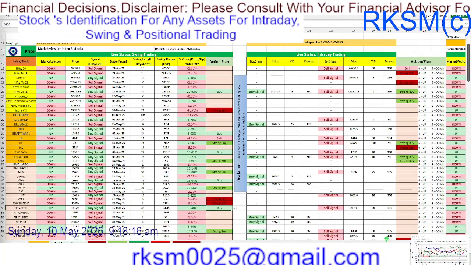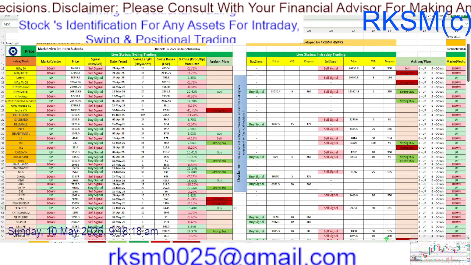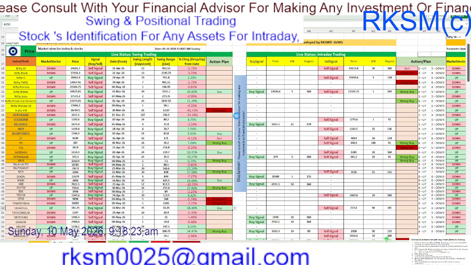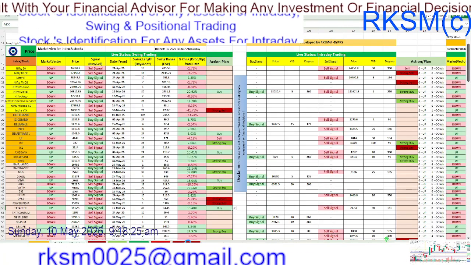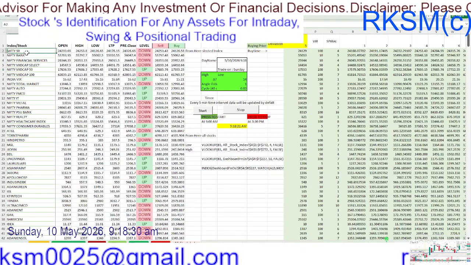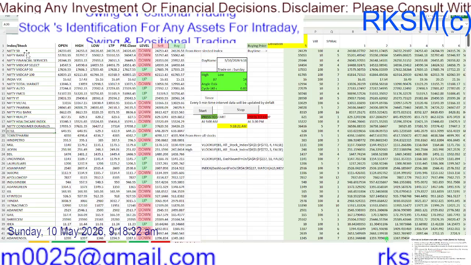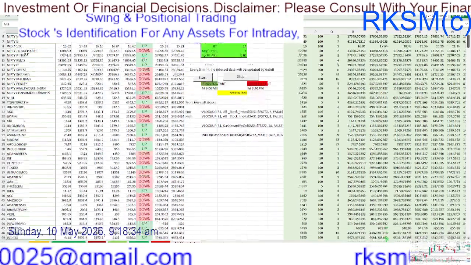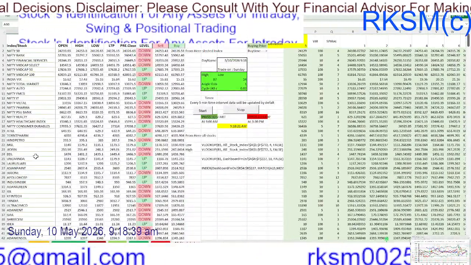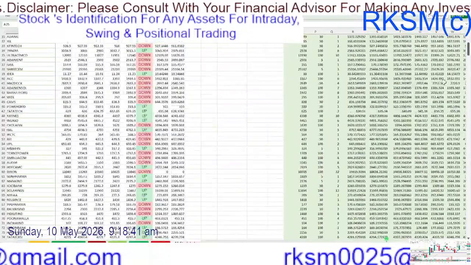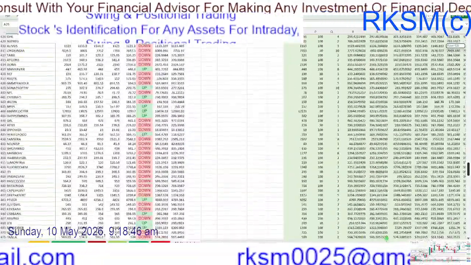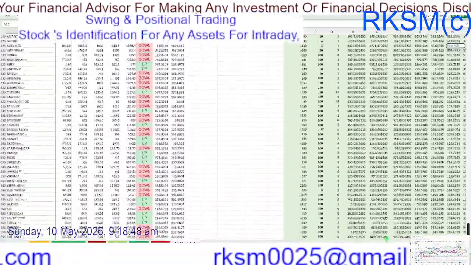So let's have a look. Suppose we have almost 600. You can see all the scripts, meaning indices and stocks. You see here more than 600 stocks are listed in our database.